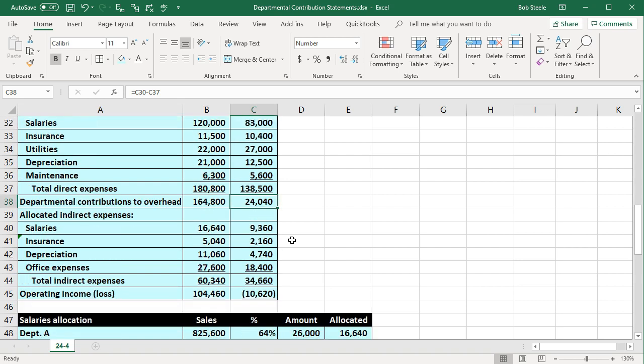When we get into the allocated expenses, we need to allocate them for our decision-making purposes for financial accounting, but it's not necessarily the case that if we eliminate the department that we remove the expense. So that's why we're going to break it out in this type of format.